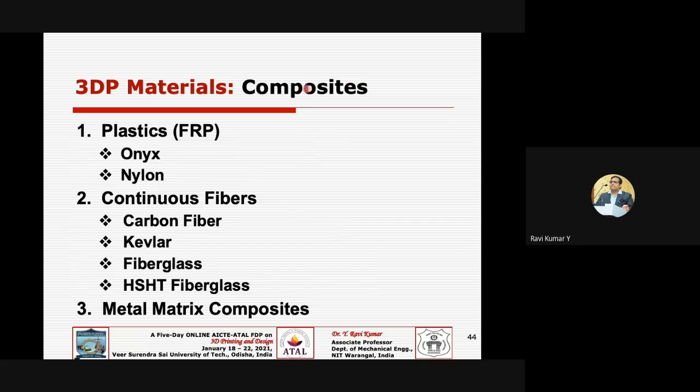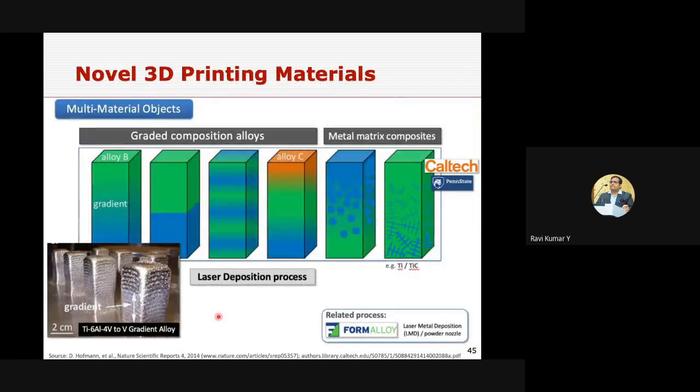And composites also now. In recent times, there is a huge growth in composite printing. So maybe FRP, nylon, or continuous fibers also, carbon fiber, Kevlar, fiberglass, or it can be metal matrix or ceramic matrix composites also. And even multiple materials, maybe functionally graded materials, metal matrix composites. You have plenty of options to work on this.